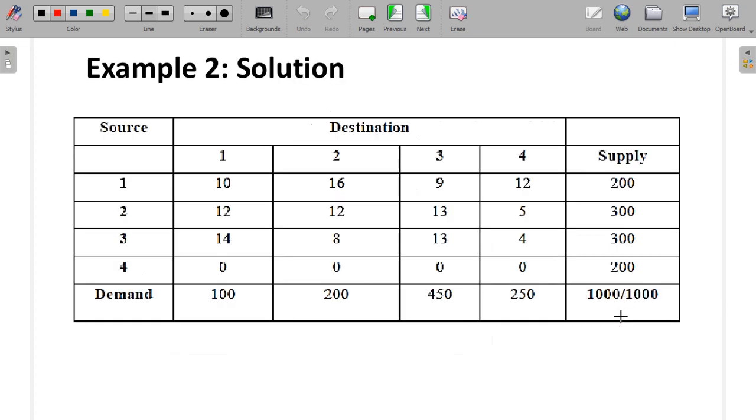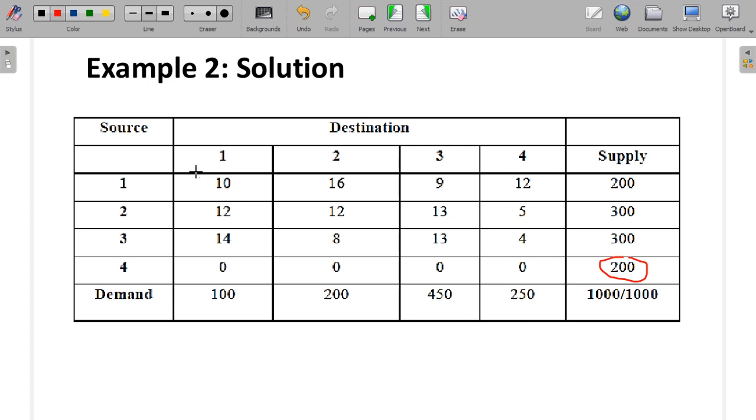Okay, so if you balance this transportation problem, you add a dummy source with 0 transportation cost, and this amount here is the excess amount from the demand, which is the difference between the total demand and the total supply. So it becomes the supply capacity for the dummy source. Okay, now after balancing this transportation problem, let's find the initial feasible solution using the northwest corner.